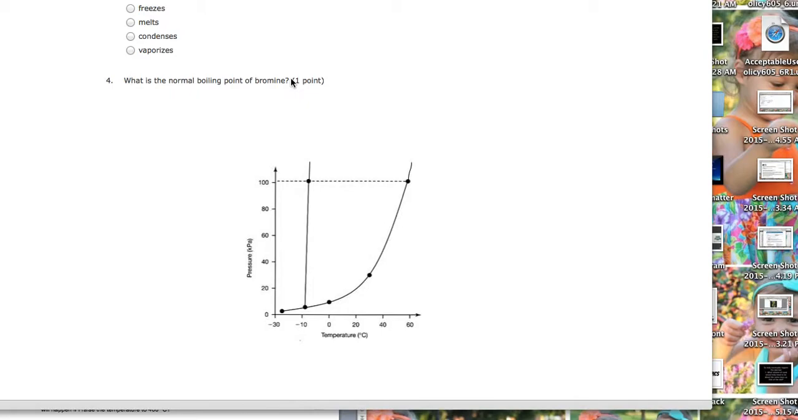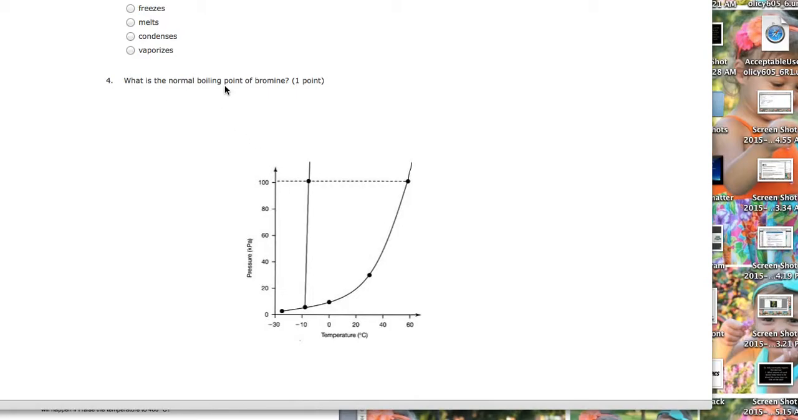What is the normal boiling point of bromine? So we take a look, and we have kilopascal on the side, not ATM. So remember what I told you at the very beginning of the video. 1 ATM is 101.3 kilopascal. You can even see this dashed line is going through that. Okay, the dashed line is going through what would be about 101.3 kilopascal.